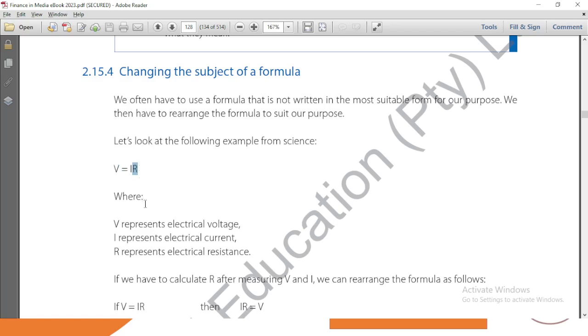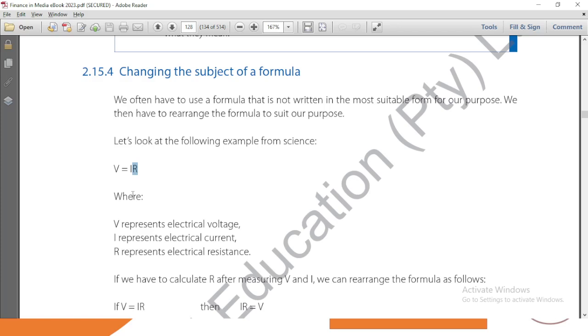When we make R the subject of the formula, we take a look at the values on the right side where R is. The only other value there is I. Since I and R are written close to each other, that means they are multiplying each other. So we've got IR.